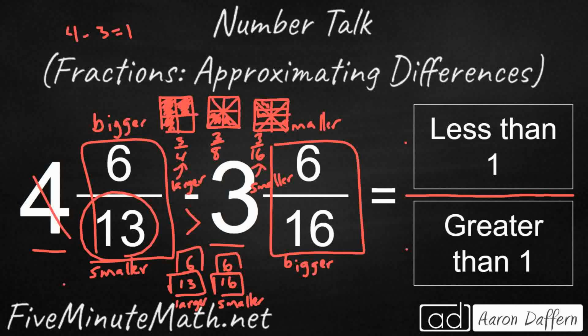So that means I've got the bigger fraction, and then I'm going to take away from that the smaller fraction, which means I'm going to have a little bit left over. So all of that lets me know it's going to be a little bit greater than 1.